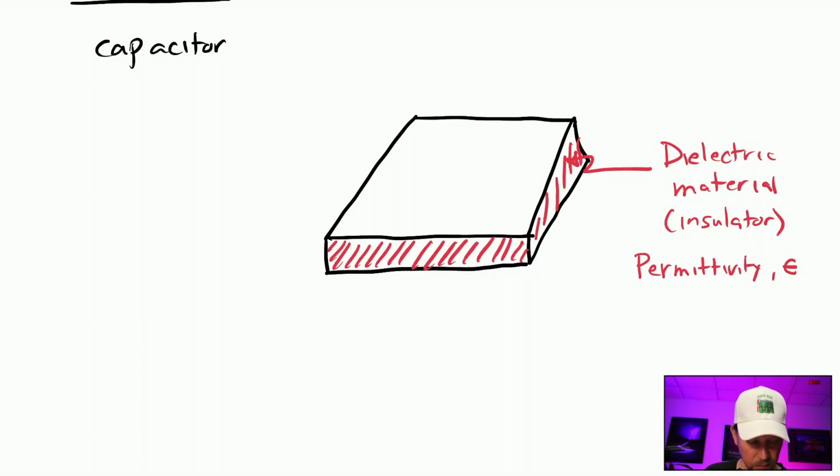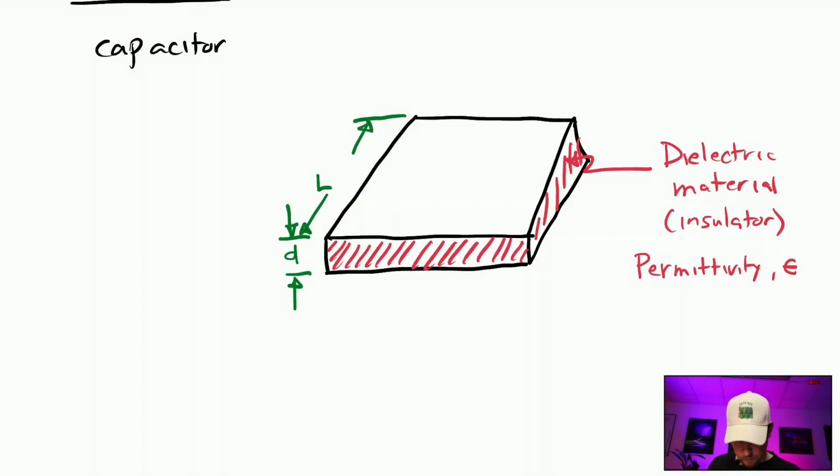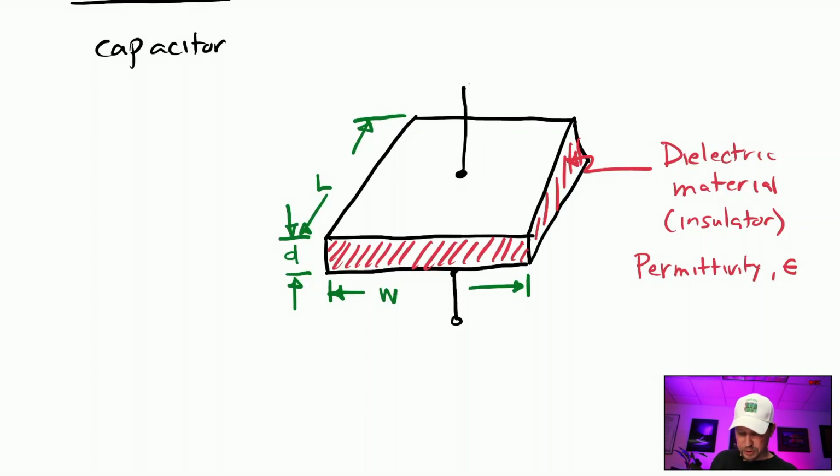On top of that, the capacitor itself does have a certain set of dimensions. The thickness of the insulator right here is d. The top plate and the bottom plate both have the same length, L, and they both share the same width. Now, one of the things that we can do is we can attach to both the top and the bottom plates some wires and place a voltage across the plates themselves.